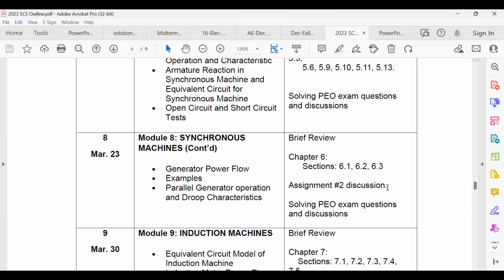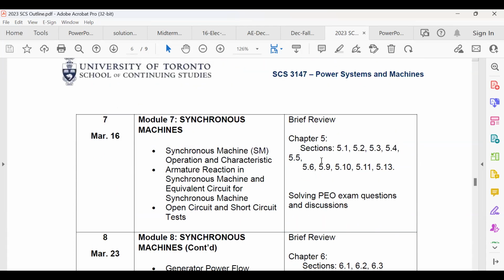Then we are going to discuss some questions similar to what we did with assignment number 1. We are going to do it again with assignment number 2. If you have any problems that you want me to solve during the session, you can send them to me. And by this, we reach the end of this session. Do you have any questions?